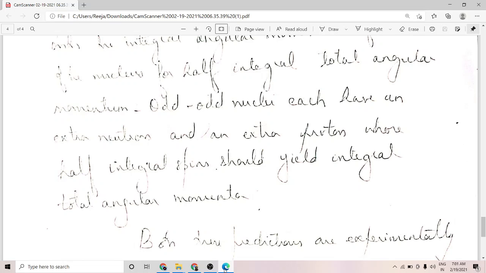So the shell model could predict the stability of even nuclei, and it could give an insight into the total angular momentum of the nuclei. So the shell model could overcome some of the demerits or inadequacies of the liquid drop model.